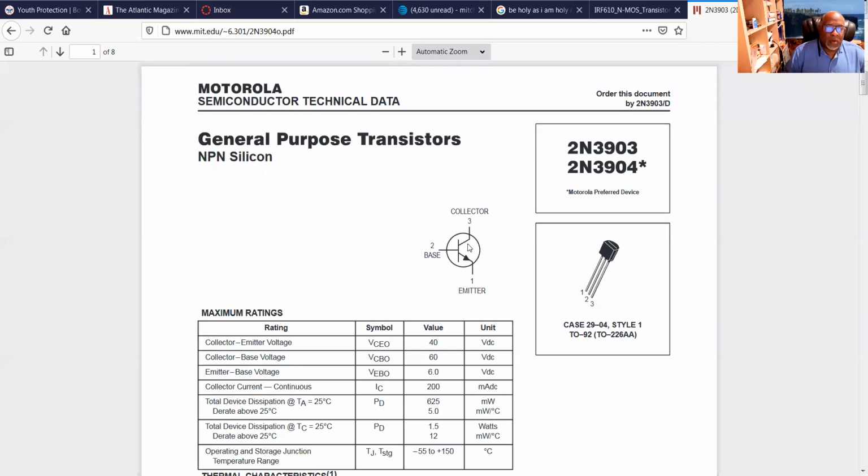If you look in your notes, we use the 3904, or the book likes to use the 2N2222 NPN transistors, which are very popular. I know this one almost by heart because I've used it for so many years, especially on my first job designing stuff. I know that the maximum continuous collector current for this transistor is 200 milliamps.